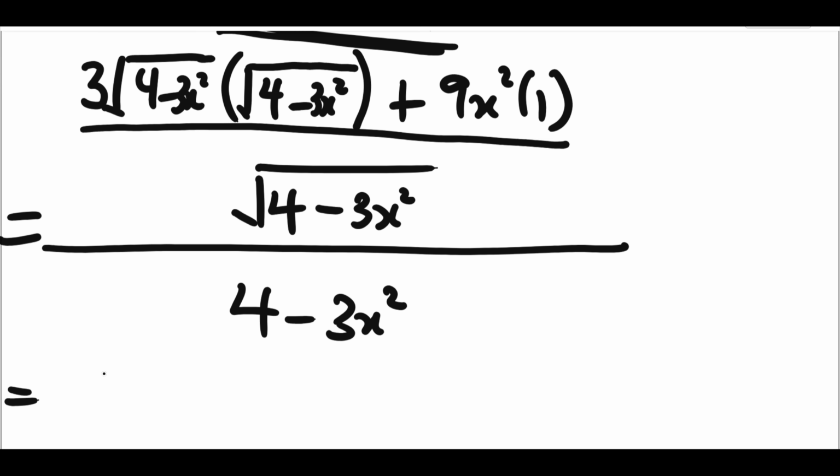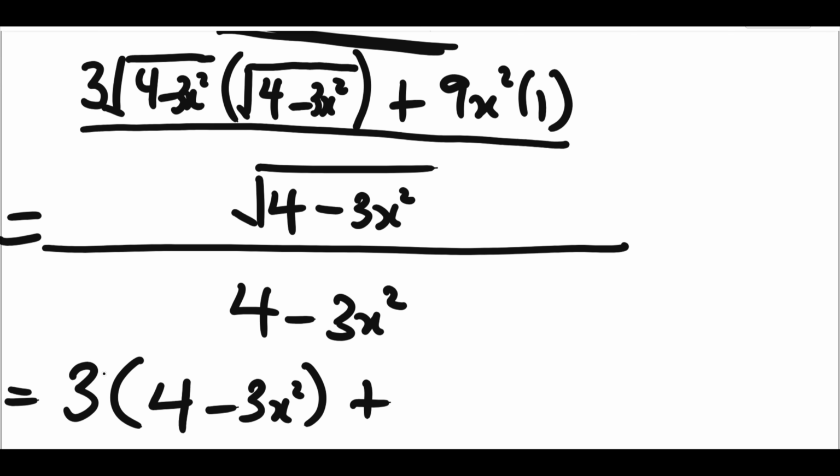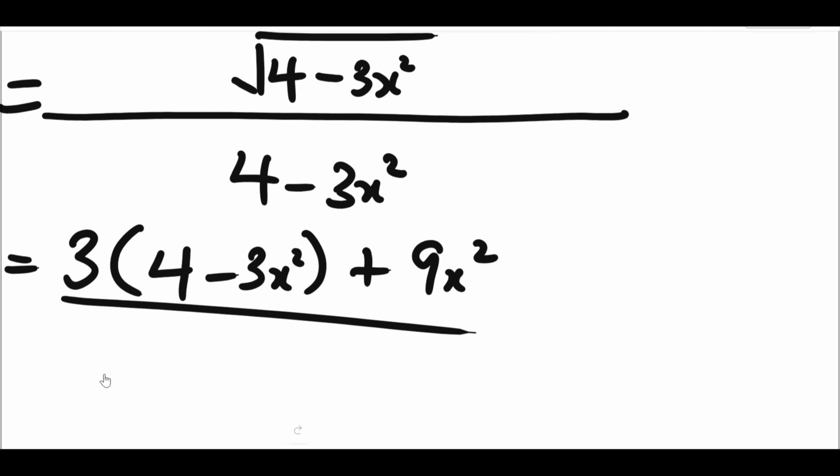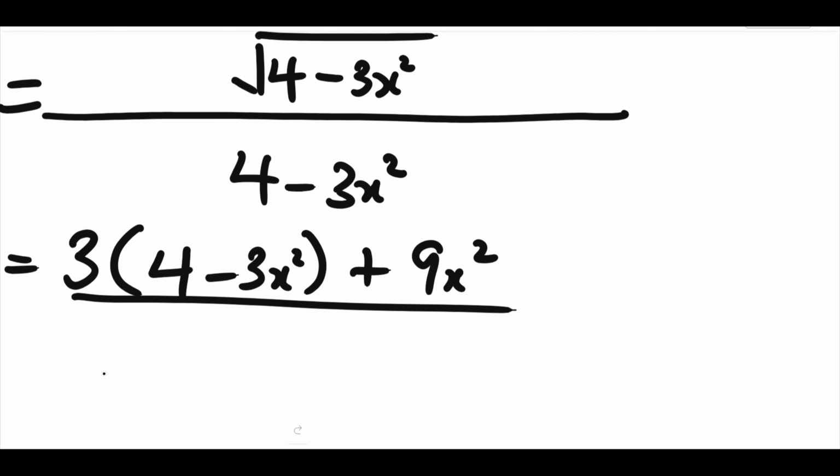You can see that we have the square root of 4 minus 3x squared multiplied by the square root of 4 minus 3x squared. Since they are the same, we add the exponents. Each of them has an exponent of half, so it's the same as 4 minus 3x squared to the power of half, times 4 minus 3x squared also raised to the power of half. Since they are multiplied, we add the powers, so half plus half gives us 1. So we are going to get 3 multiplying 4 minus 3x squared, then plus 9x squared, then all divided by the square root of 4 minus 3x squared.